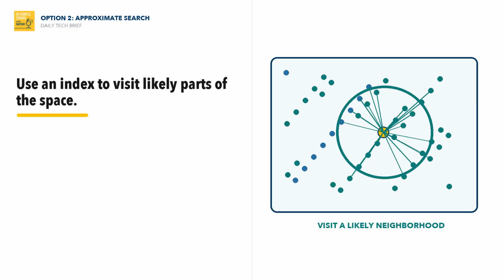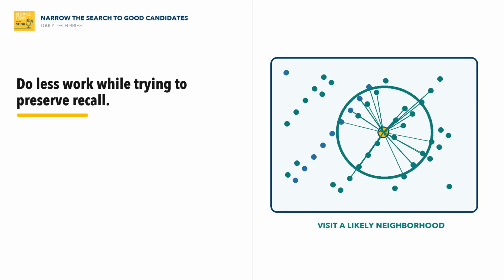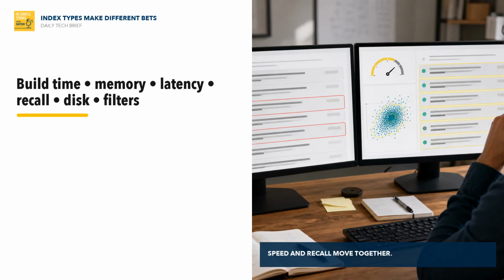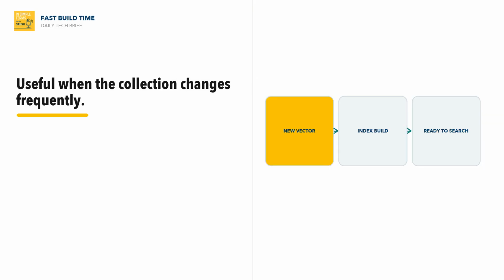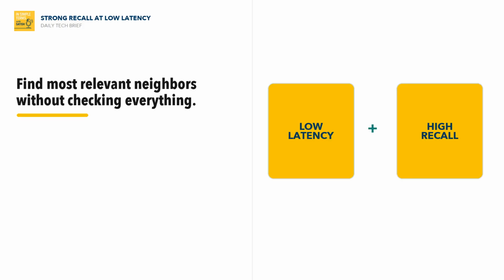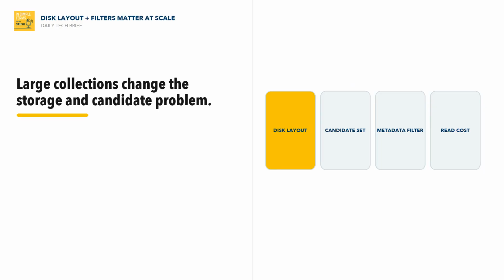Another option is approximate search. That means using an index structure that narrows the search to likely parts of the space instead of checking everything. That is where index design matters. Different index types make different trade-offs. Some are better for fast build times. Some use less memory. Some are better when you want strong recall at low latency. And some are better when the dataset gets large enough that disk layout and filtering start to matter.